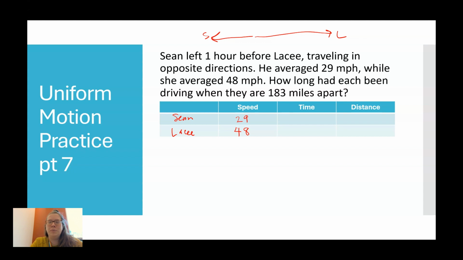How long had each been driving when they were 183 miles apart? So these two arrows are adding up to 183. And we're looking for the time. Now, when we are driving apart from each other or towards each other, whichever way, and we're getting to a point where we're a certain distance apart, that time is the same for both of us. So the time is identical in these.